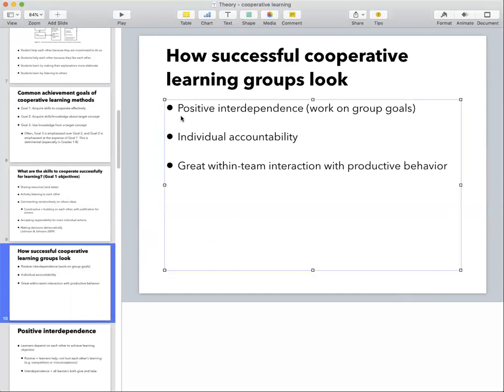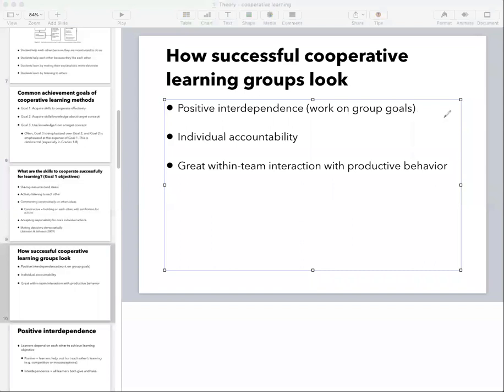The first is positive interdependence. We'll talk a little bit about what positive interdependence means, but roughly speaking, it is that students who work in the team help each other learn. The second process that you see is individual accountability. And this is related. It is that when learning is assessed, students are assessed for how well they individually contributed to their team's learning. And finally, we've talked all about these great within-team interactions like sharing resources and actively listening. And that would be the third thing over here, a great within-team interaction.